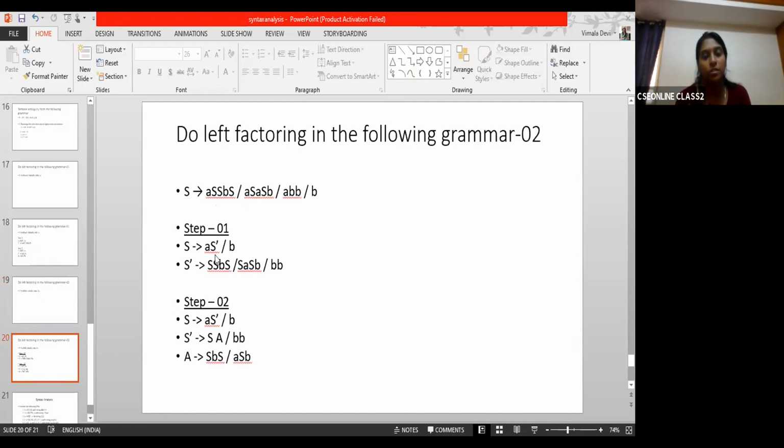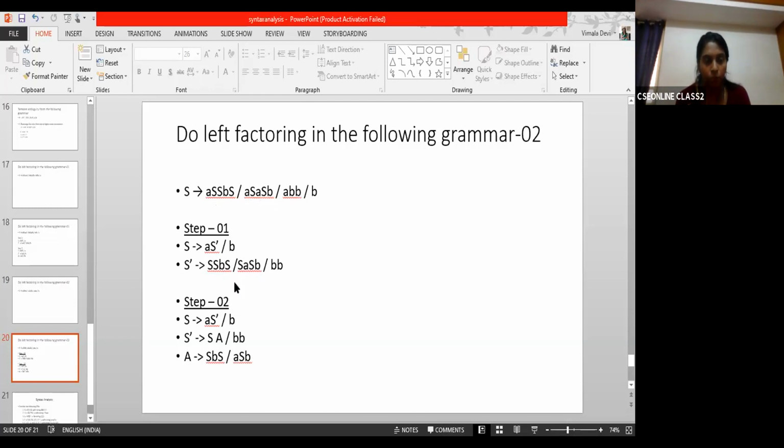So the first time in step 1, the rules are modified like this. S derives a. For the rest of the suffix, we have introduced S dash. And the rule B is maintained as such. Next, you are defining what is S dash. S dash is nothing but the remaining suffix: SSBS, SASB, and BB. Again, in step 2, there is room for modification. You can modify the S dash rule.